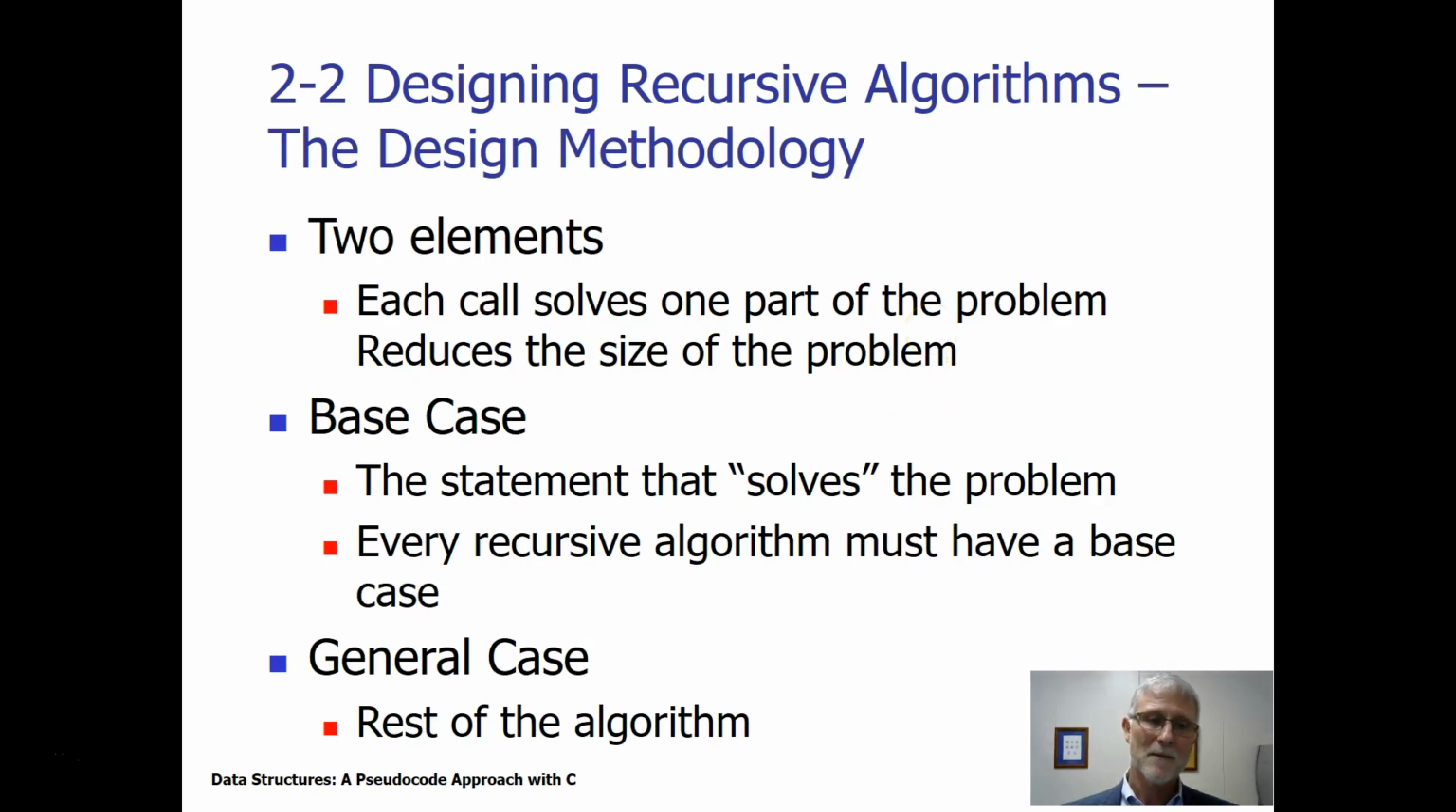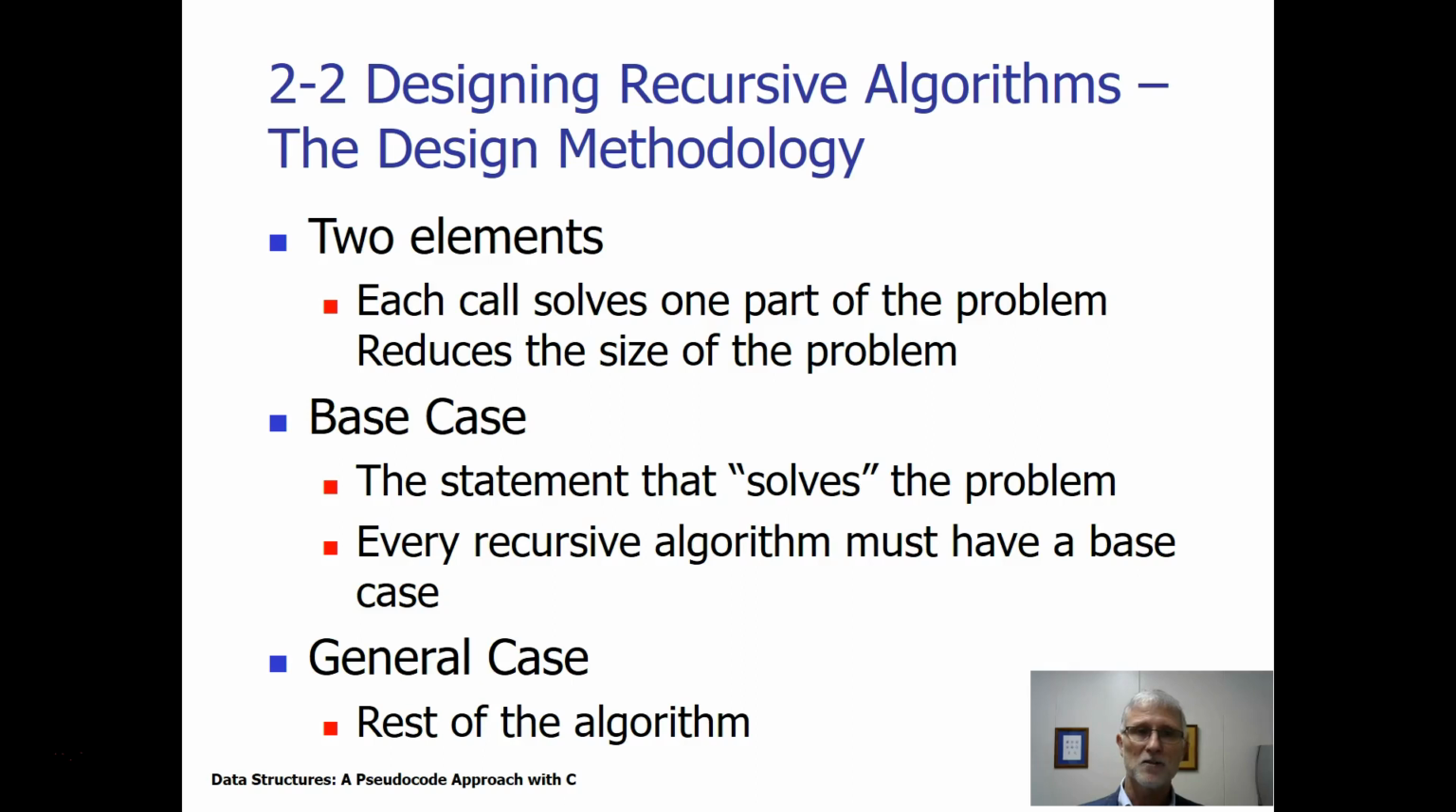So I mentioned before we had a couple of elements to it. Every recursive algorithm has two elements, a base case and a general case. The base case is the one that solves the problem. Every recursive algorithm must have a base case. The second is the general case, and that's the rest of the algorithm. So what happens if the base case doesn't solve it?